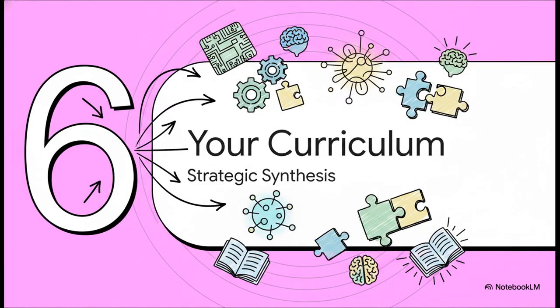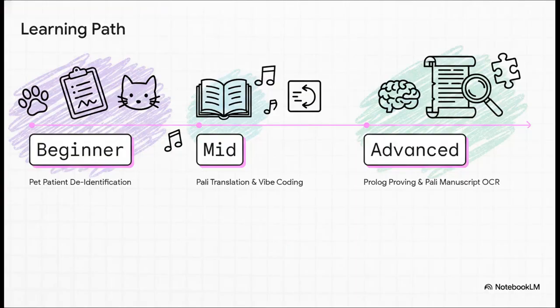All right, time to wrap it all up. Section 6, your fine-tuning curriculum. Let's bring all these distinct pieces together into one unified strategy so you can actually start building. Here's your learning path. You can start as a beginner with pet-patient de-identification, learning basic sequence labeling, and named entity recognition. From there, you graduate to intermediate tasks like rule-based Pali translation or building a headless vibe coding agent to really learn about those compiler feedback loops.